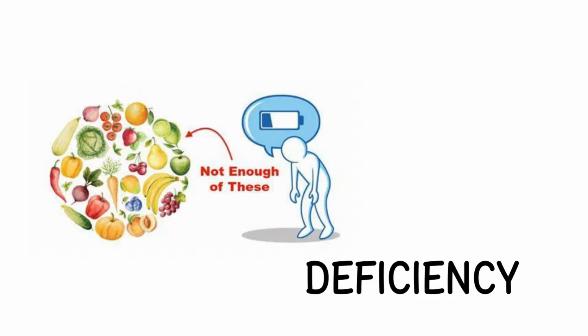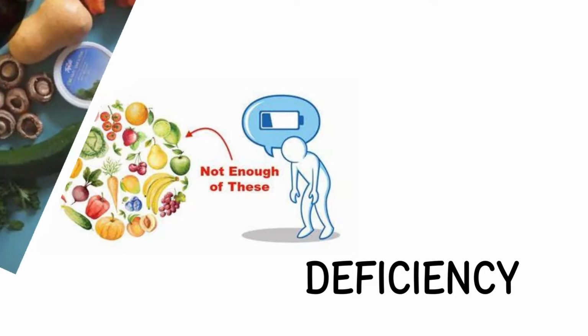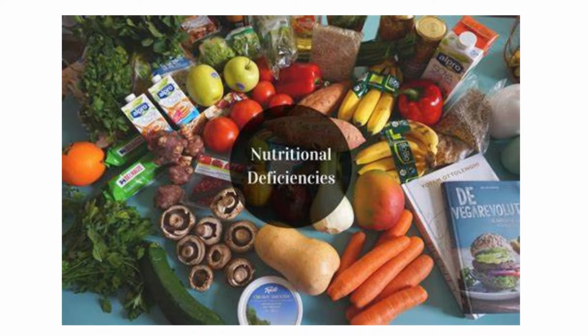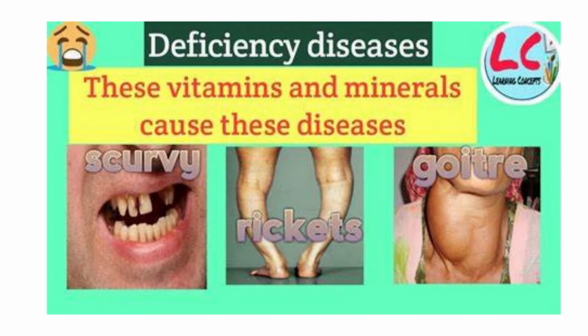Deficiency diseases. A person may not be getting enough food to eat, but sometimes the food may not contain a particular nutrient. If this continues over a long period of time, the person may suffer from its deficiency. Deficiency of one or more nutrients can cause diseases or disorders in our body. Diseases that occur due to lack of nutrients over a long period are called deficiency diseases.